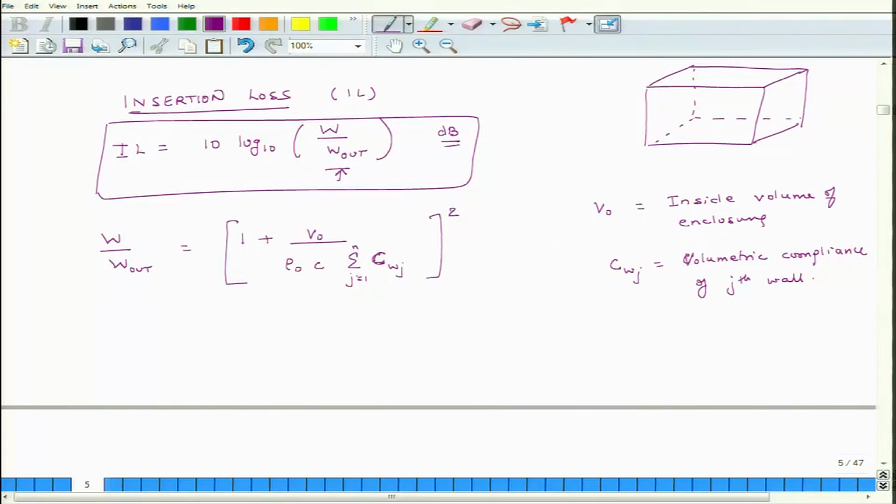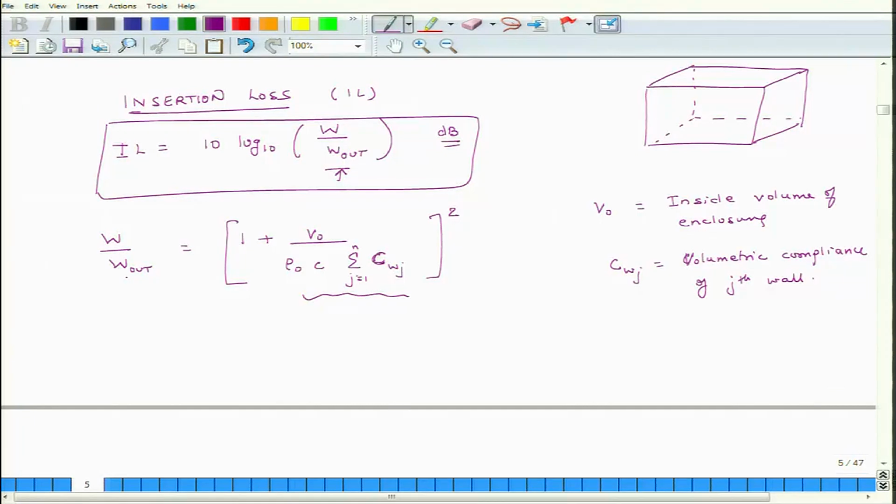Now, what this equation tells us is that if I increase the compliance, what will happen? This ratio will go down. As this compliance C increases, this ratio will go down. If C is infinite, what will happen? The value of W will be same as W out, right.